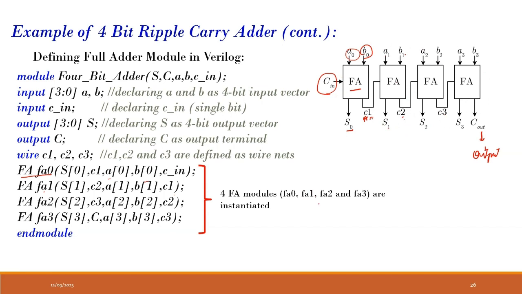All right. And we have to instantiate this. This full adder will be defined somewhere else. In another module, we have defined this full adder module, and the full adder module has its own internal code.